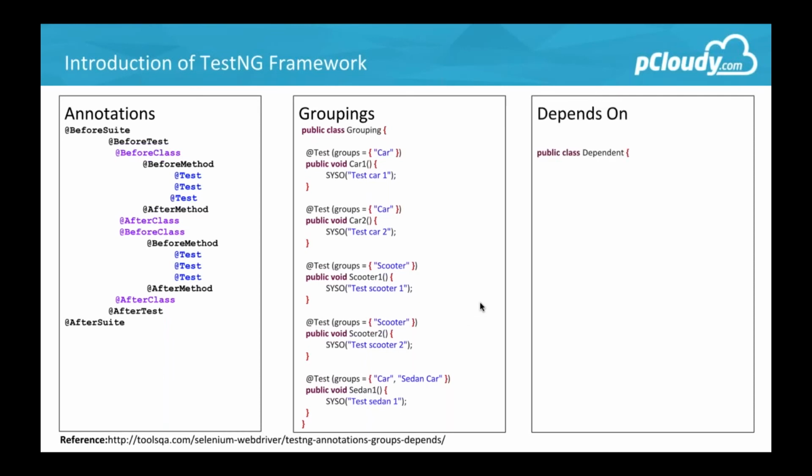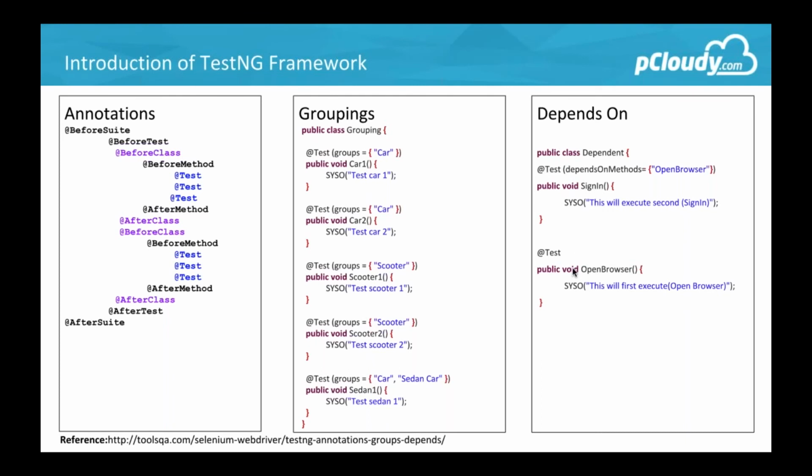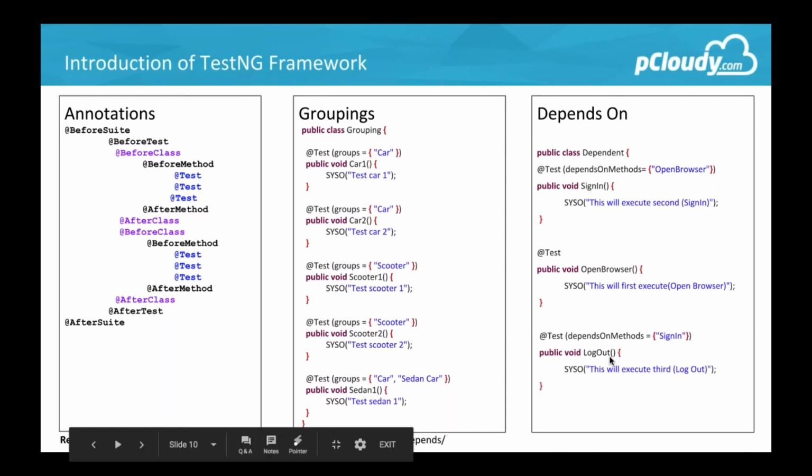So this gives a depends on capability as well. Suppose I have a sign in method which executes the sign in, and I have mentioned that this sign in method depends on open browser. Open browser is another test defined in the same class, and then there's a logout test which depends on sign in.